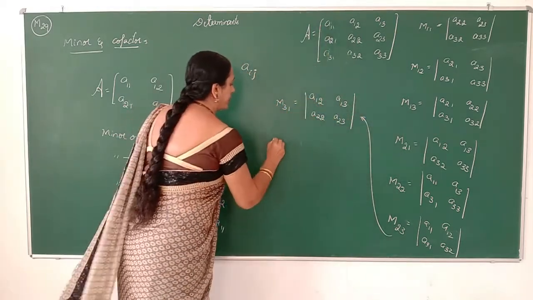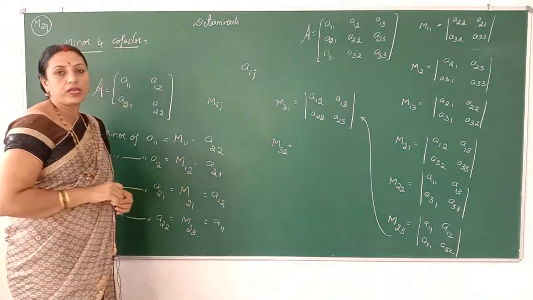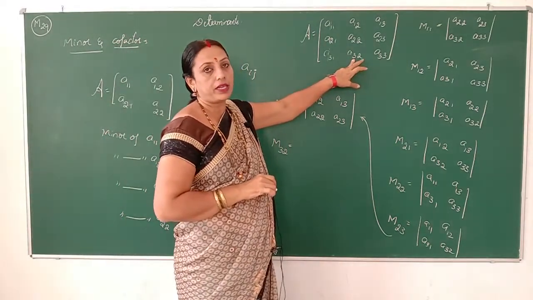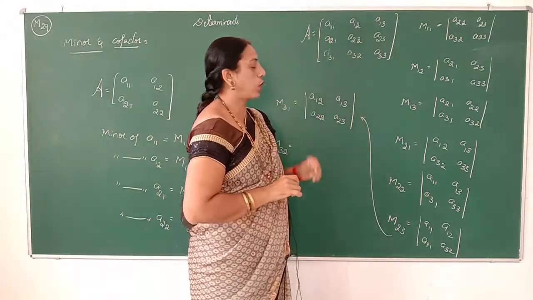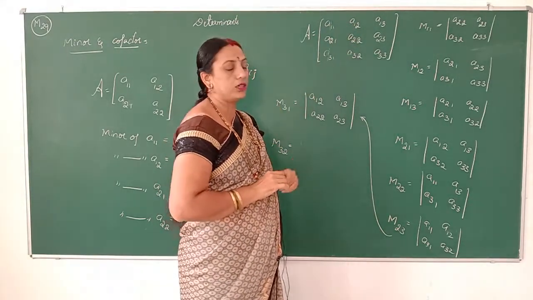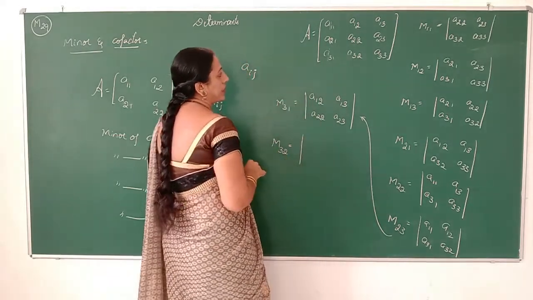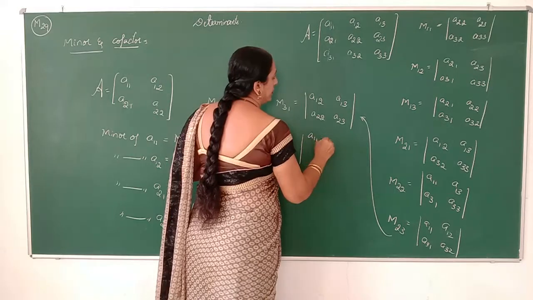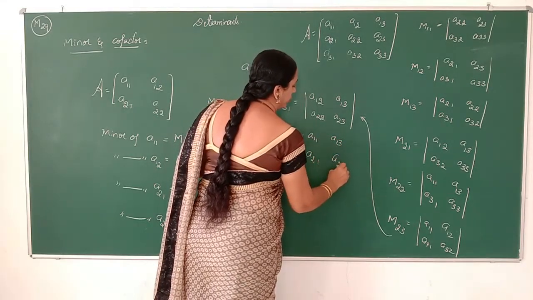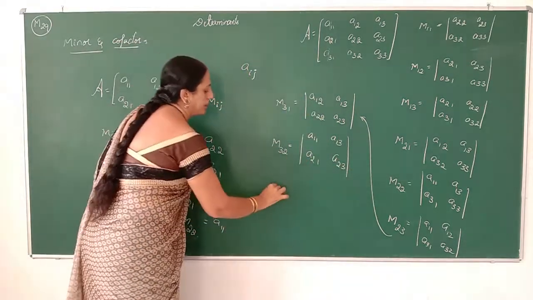Then the next one is M32. M32 means the minor of A32. A32 is an element of the third row, second column, and these elements get neglected. The remaining elements are A11, A13, A21, A23.